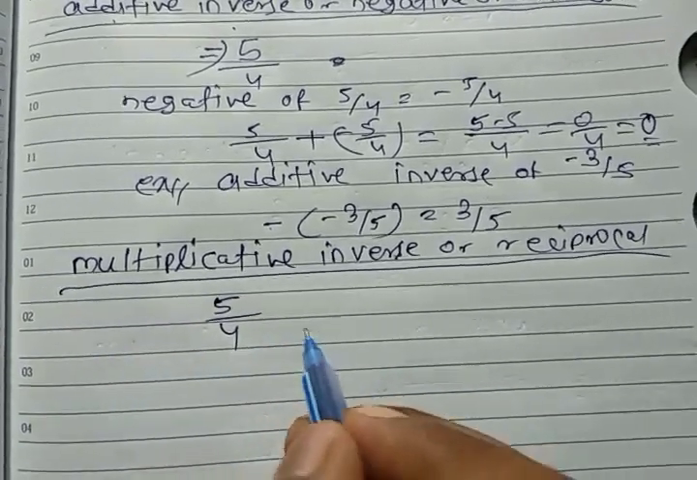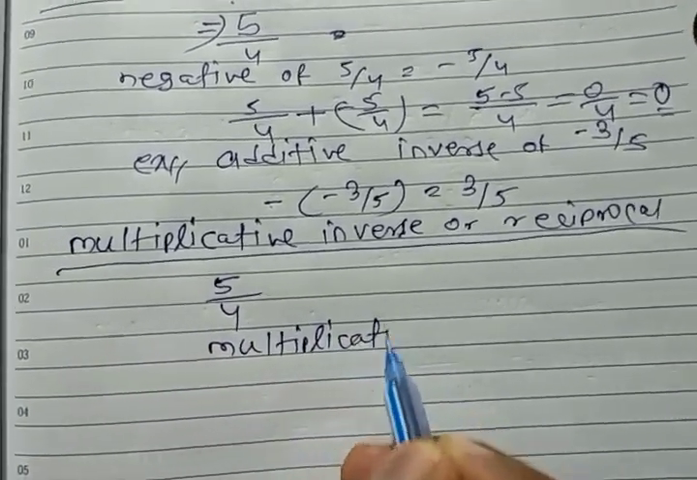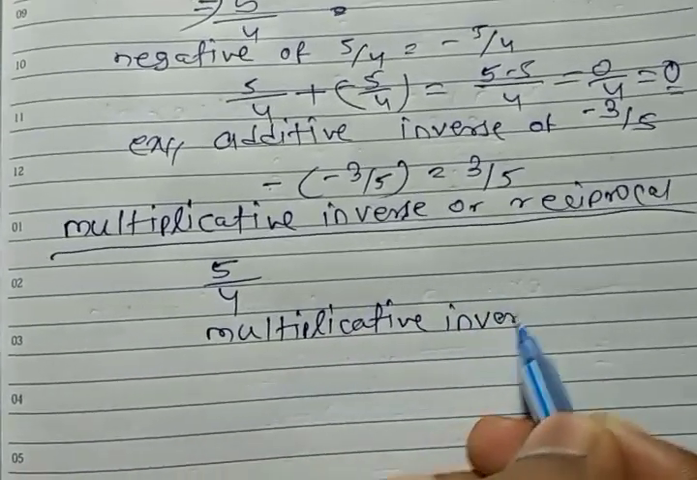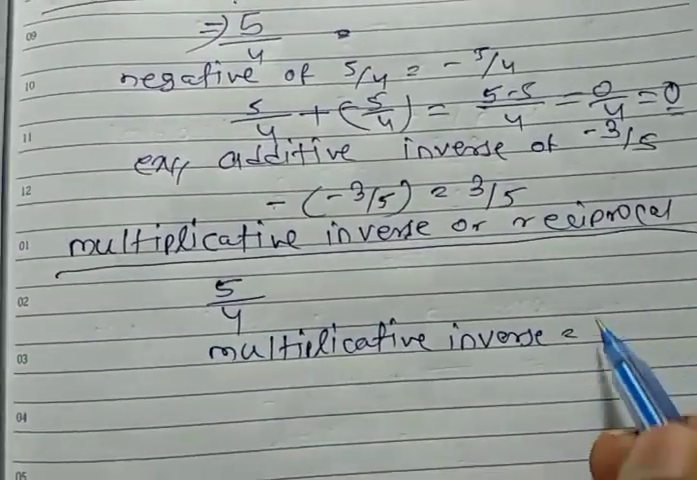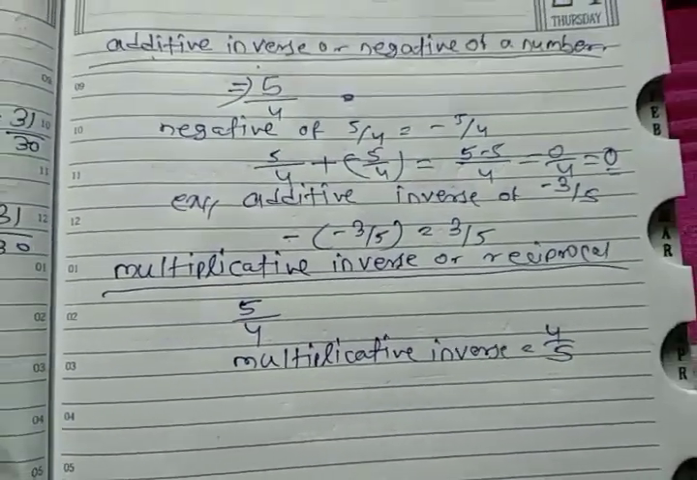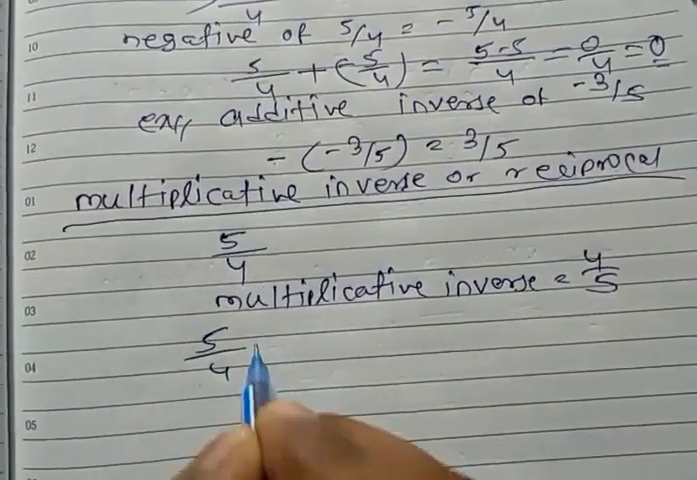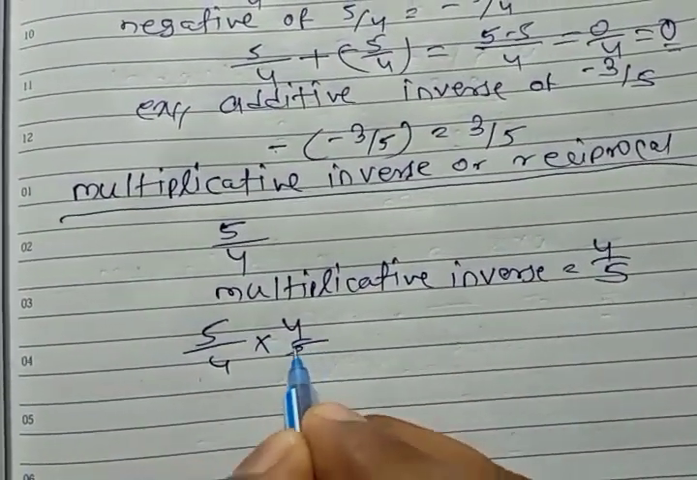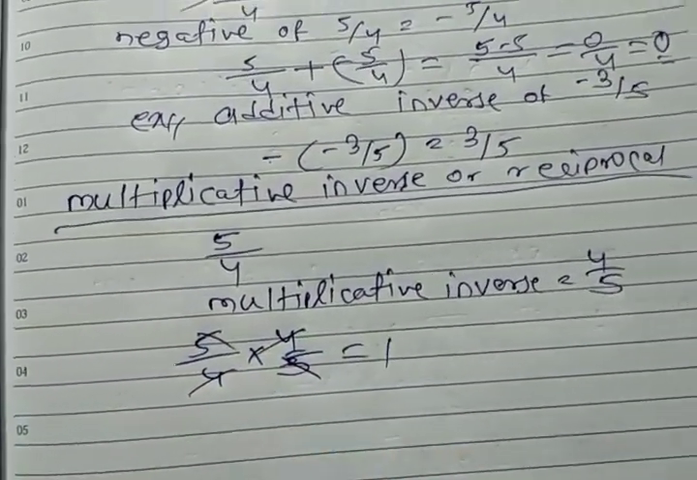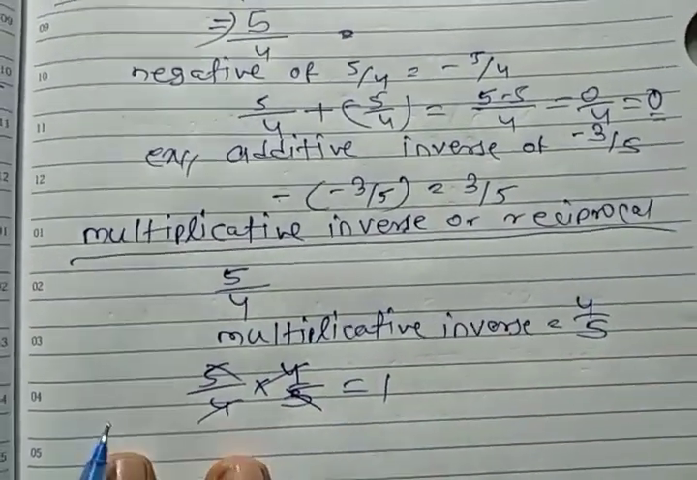The multiplicative inverse equals 4/5. The denominator goes to the numerator and the numerator goes to the denominator. When you multiply these two numbers, we get 1. So it is known as the multiplicative inverse or reciprocal.